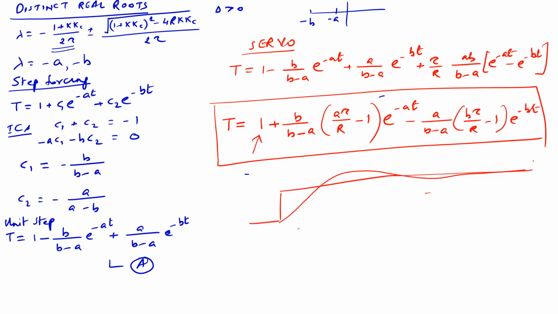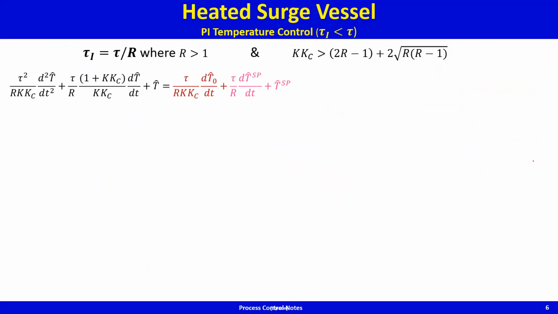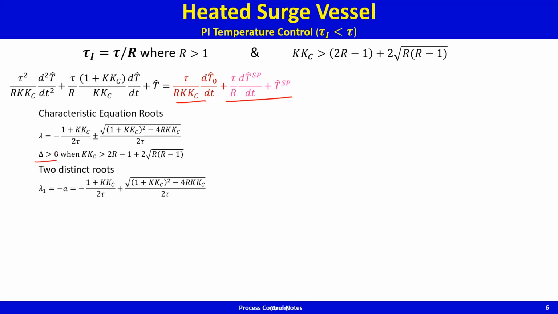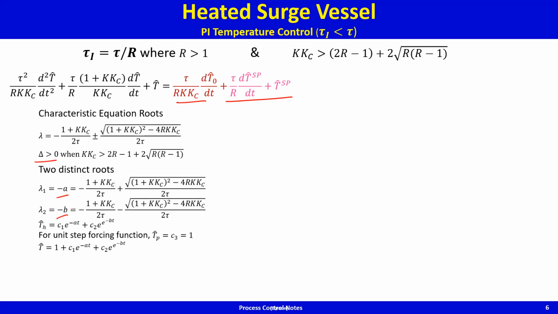Alright, so much for the derivation. So I'll just quickly summarize. We are looking at the servo response and the regulator response. When the characteristic equation has distinct roots, which happens when the discriminant is greater than 0, the first root we'll call minus a, the second root we'll call minus b. Magnitude of b is greater than a, so the solution is going to be of this form.